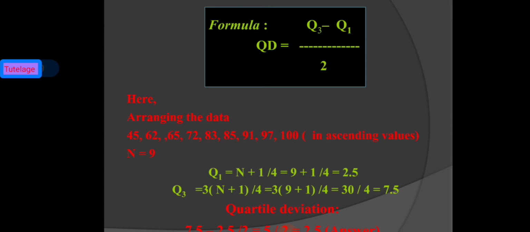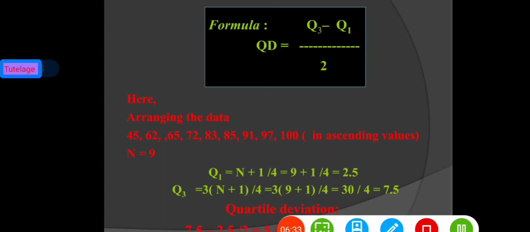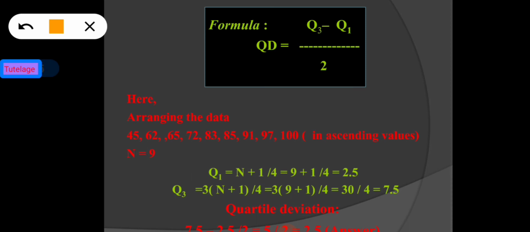So here we can see the formula is Q3 minus Q1 divided by 2, and here from the data arranging, we have to arrange the data from small to big in ascending order. So we are arranging the whole data in the series from small to big number. Okay, so that is in ascending value.